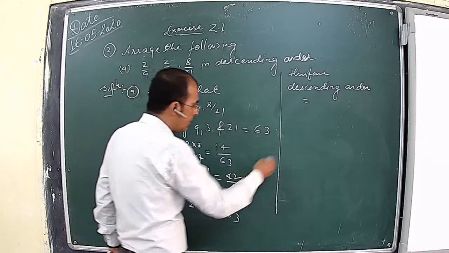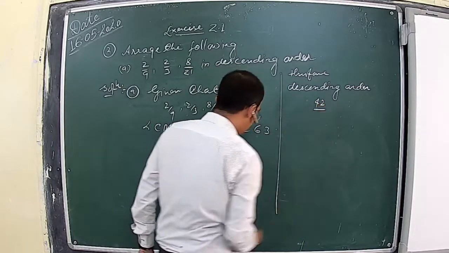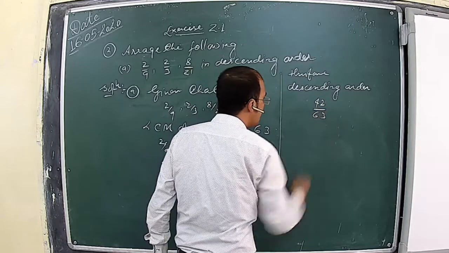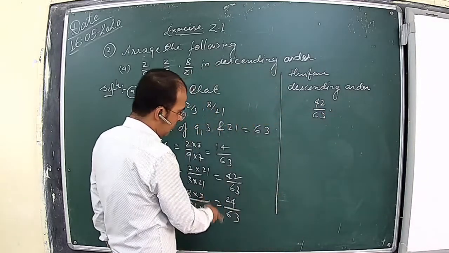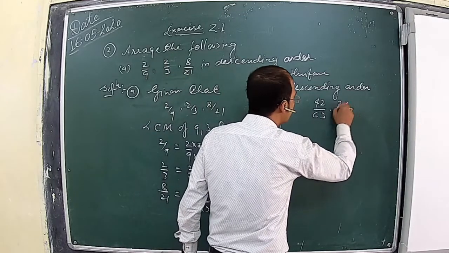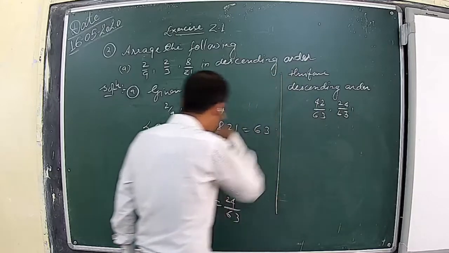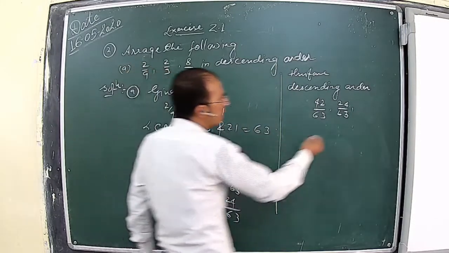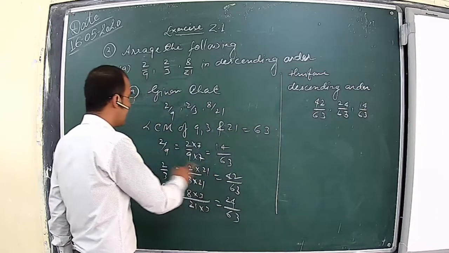Greatest number you will write. It means 42 by 63. Then you will write 24 by 63. Then you will write what? 14 by 63. And what is 14 by 63? It is 2 by 9.